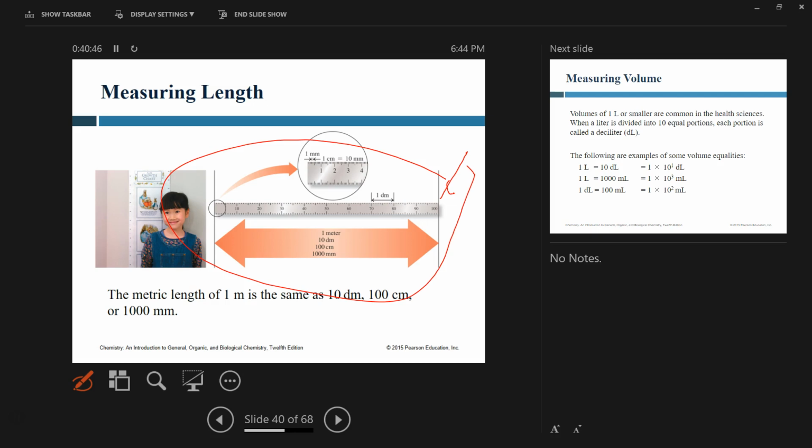centimeters, or 10 decimeters, or 1,000 millimeters. Very good. Does that make sense? It's all the same. So I can say that my height is 178 centimeters, or 17.8 decimeters, or 1.78 meters. That makes sense?